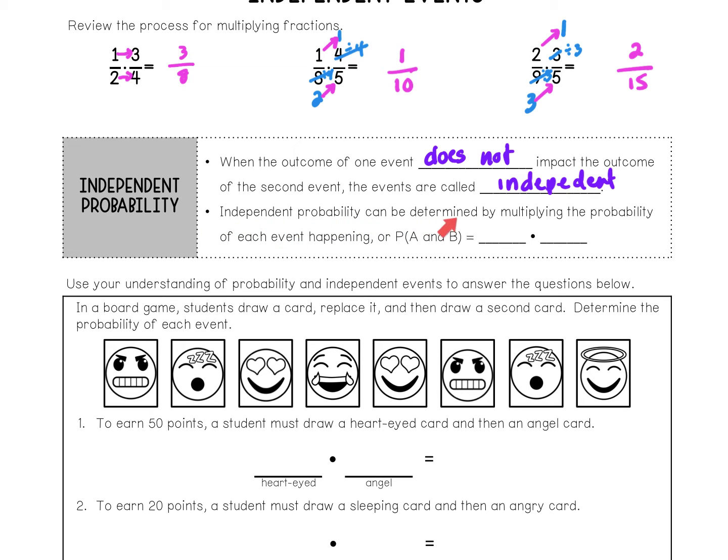Independent probability can be determined by multiplying the probability of each event happening, or we could say P, and then we put A, whatever the first event, and B. It's the same thing as taking the probability of A times the probability of B. And that might look daunting right now, but once you see it in action, it's very similar to what we did here. Since probability we often state in fraction form, that's why we're going to use that.